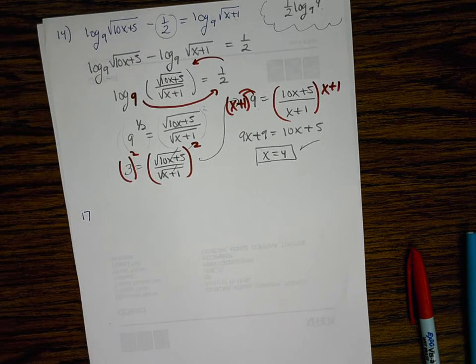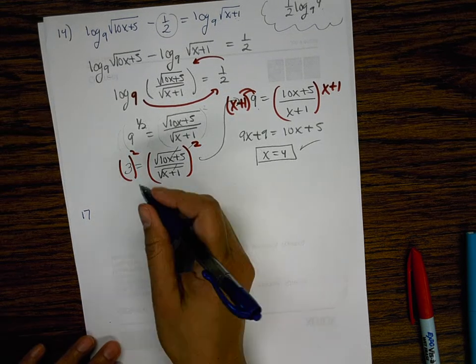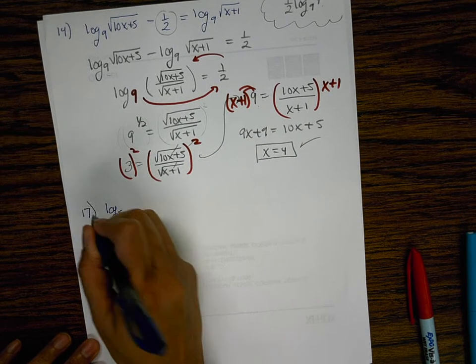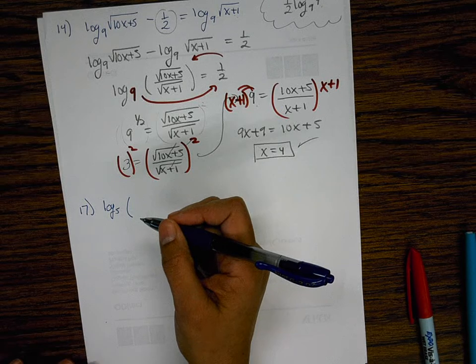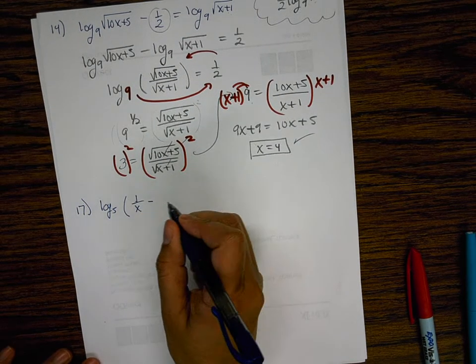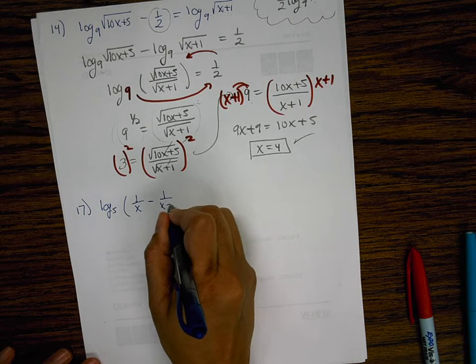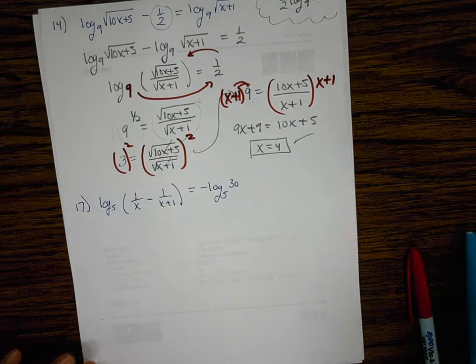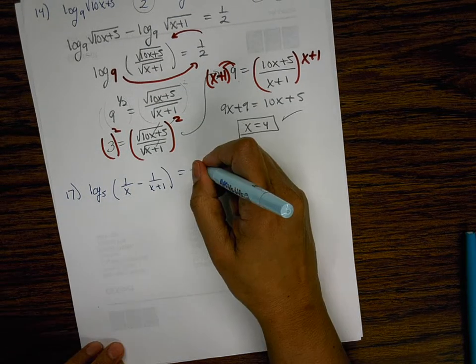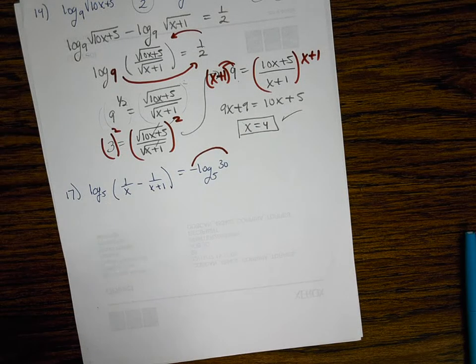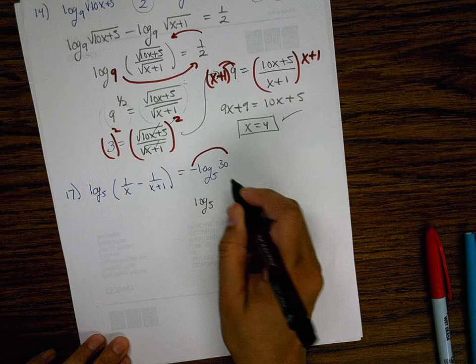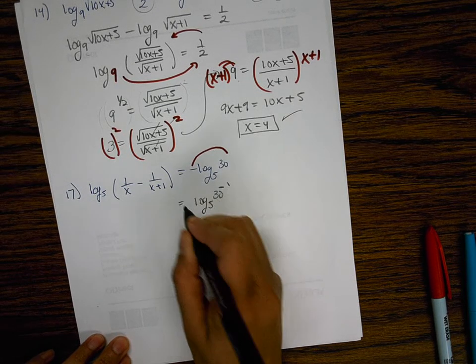Okay, next one I am doing is number 17, which reads log base 5 of 1 over x minus 1 over x plus 1, close parentheses, equals negative log base 5 of 30. Okay, in order to drop the log, I am going to bring that over as a power. And I'm going to have log base 5 of 30 to the negative 1 equals.